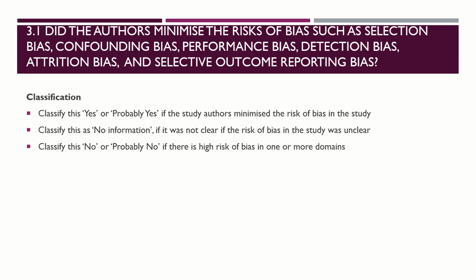So classify this as yes or probably yes if the study authors minimize the risk of bias in the study. Classify this as no information if it was not clear whether the risk of bias in the study was clear or unclear. Okay, so if you are not sure about the risk of bias in the study, for example, you don't know whether there were people or subjects excluded from the analysis, then you would put it as unclear. If you are not clear that blinding was done, then you would put it as unclear for the risk of bias. In that situation, you can classify this as no information. Classify this as no or probably no if there is a high risk of bias in one or more domains. So if at least one domain is classified as a high risk of bias, then you would classify this as no or probably no.